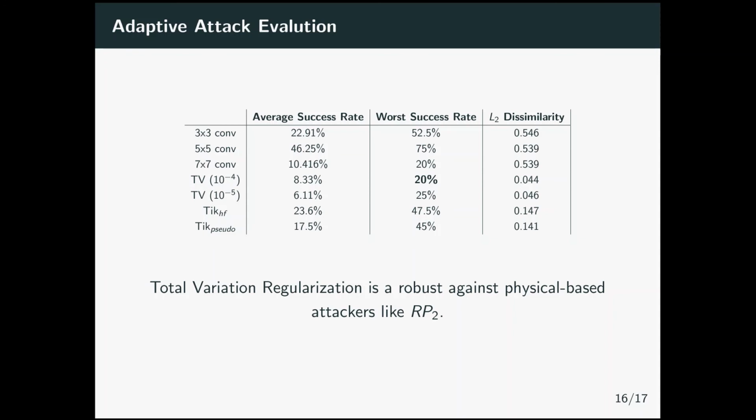We see that for 3x3 and 5x5, the success rate went up, and for 7x7, it stayed relatively low at 20%. But the best performing defense here is total variation regularization at 20%, where the success rate only rose by 2.5%. Unfortunately, for both Tikhonov solutions, it seems that the success rate went up by quite a bit, and more careful tuning needs to be done to choose these L matrices correctly.